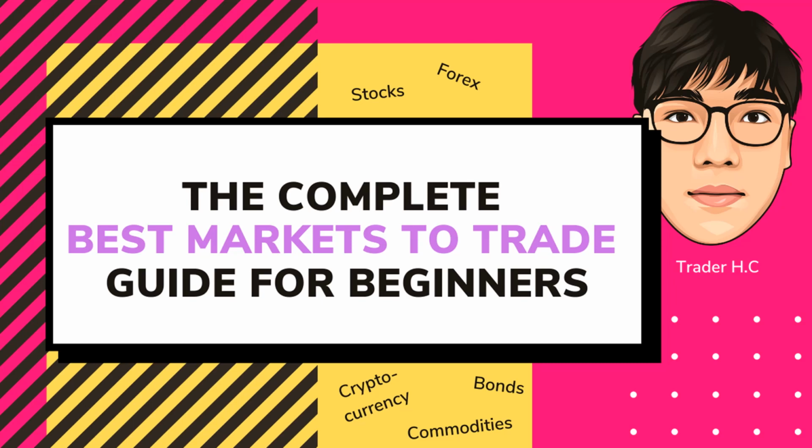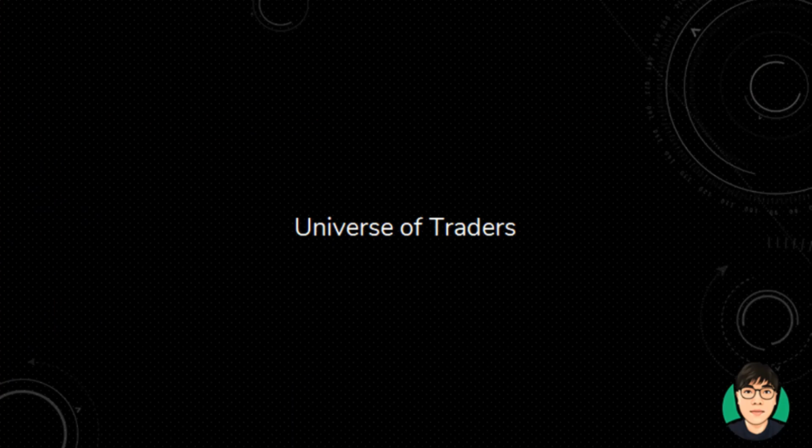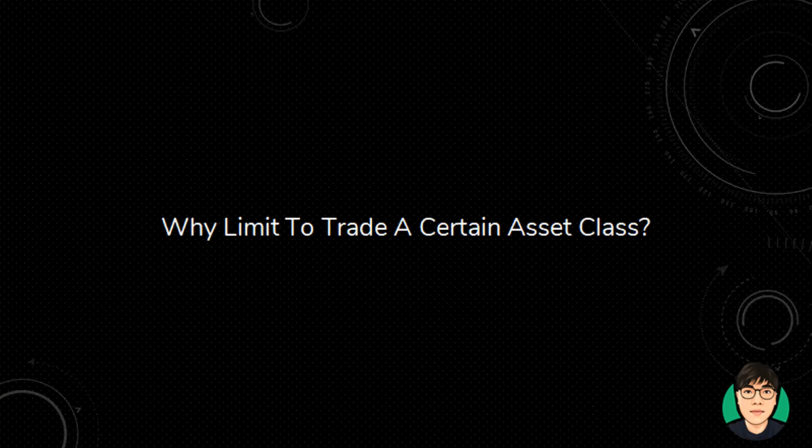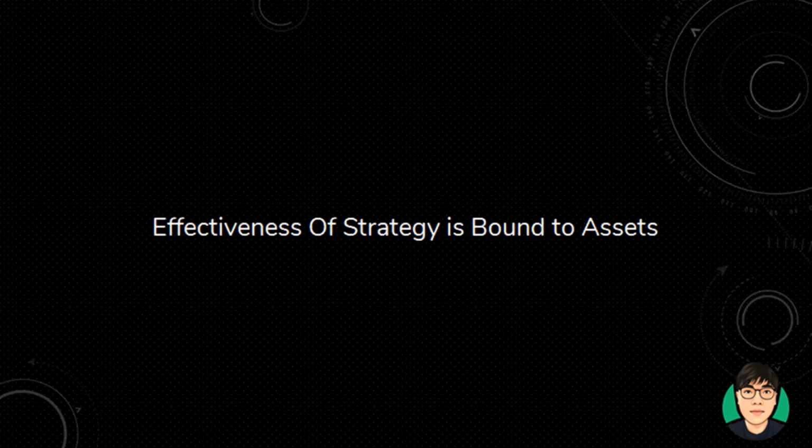There are traders calling themselves a stock trader, forex trader, bonds trader, cryptocurrency trader, etc. If traders can make money in any asset consistently, then why should they limit themselves to trade one asset class only? In fact, there is a good reason not to trade all the assets out there, because strategy effectiveness is bound to not only an asset class but also the asset within the asset class. A trader should be picky about the asset they trade.